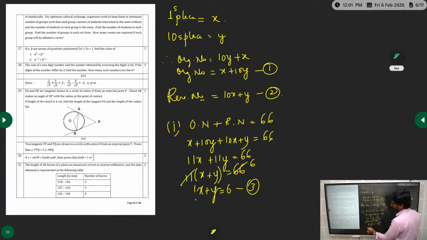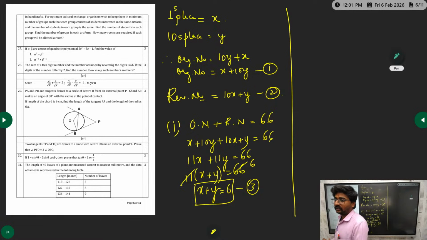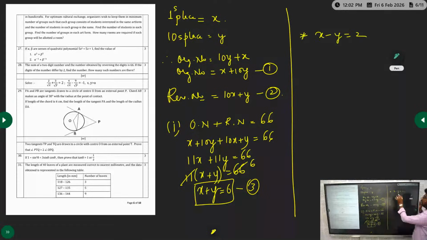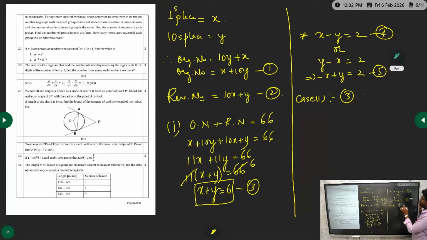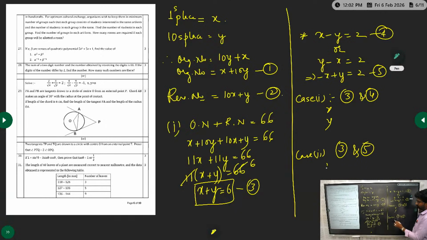Equation 3. What did he say? Did we assume let x be the larger number? Did I say x minus y equal to 2 or y minus x equal to 2? This is equation 4. This is equation 5. Now case 1: take equations 3 and 4, tell me what is x and y. Case 2: take equations 3 and 5, tell me what is the x and y value.